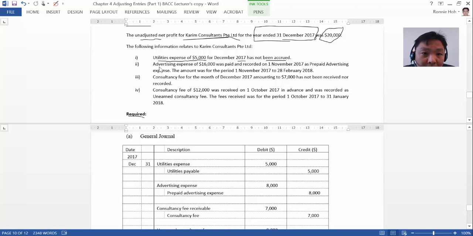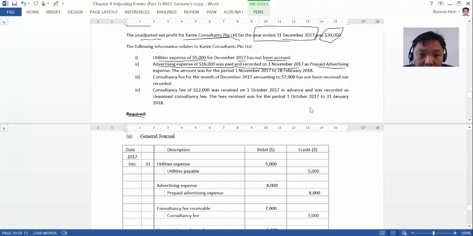Next, we look at advertising expense. In this case, advertising expense of 16,000 was paid already and recorded on 1st November as prepaid advertising expense. So on 1st November, when it was recorded, think with me, what do you think the entry was? The entry must have been debit prepaid advertising expense $16,000, and credit cash $16,000. But that was the business transaction that took place on 1st November.